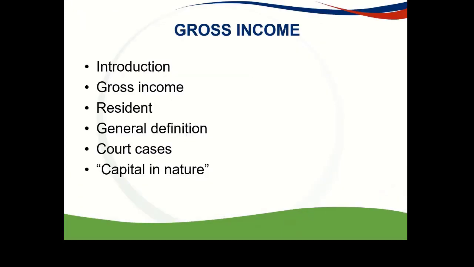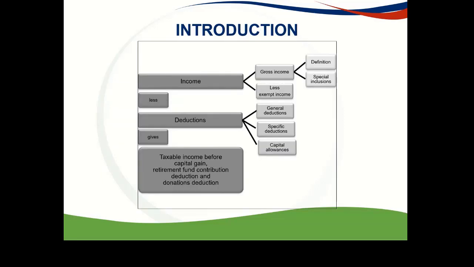Okay, we'll look at the introduction, gross income definition, resident, the components of the definition, court cases, and the capital in nature component. The tax framework shows that income is gross income less exempt income, and gross income is comprised of the general definition of gross income, which we'll look at now, and at a later stage we'll discuss special inclusions.